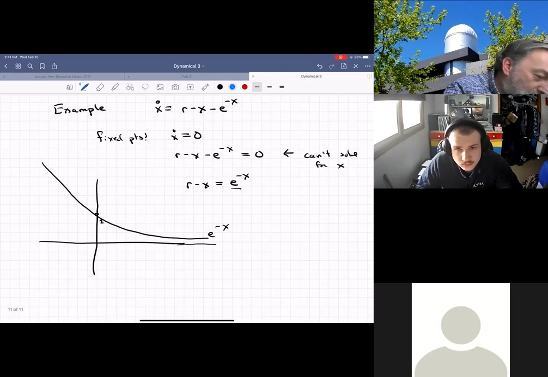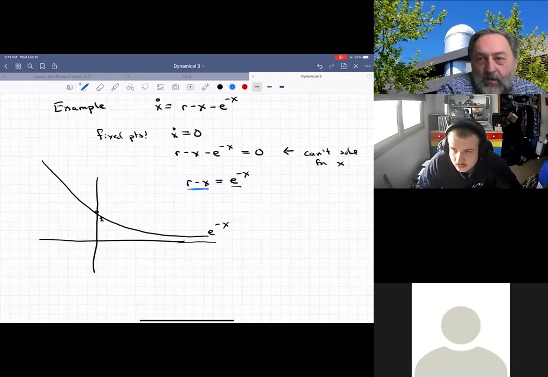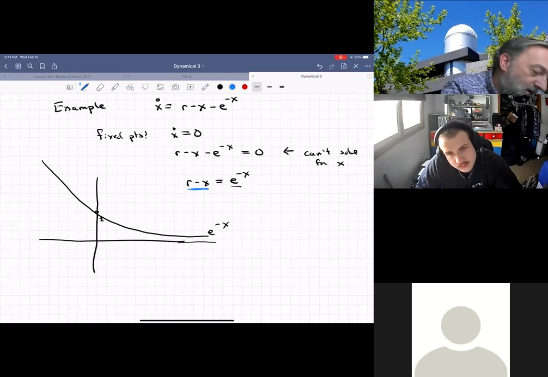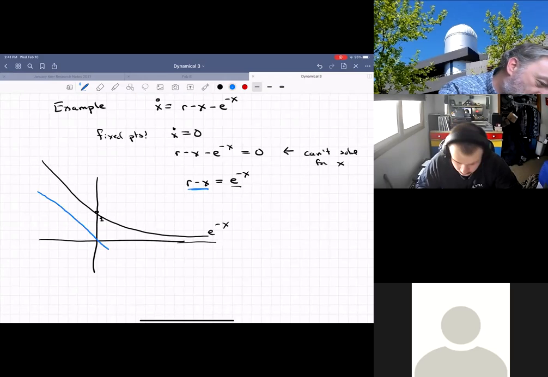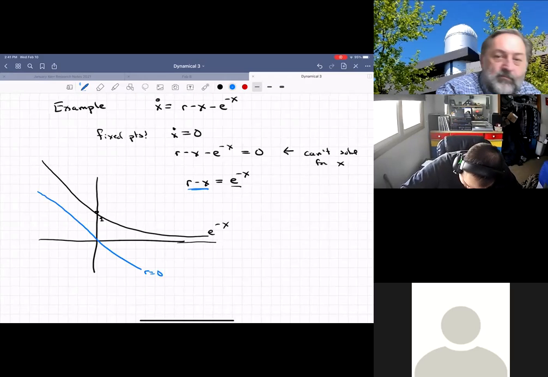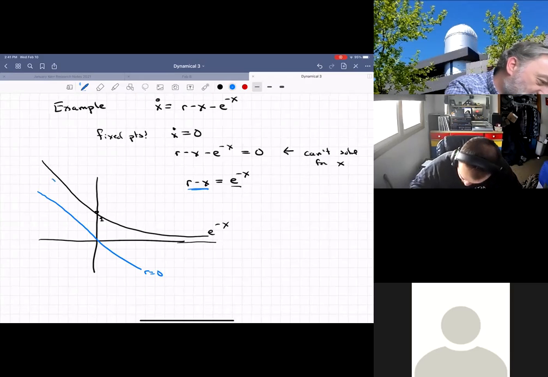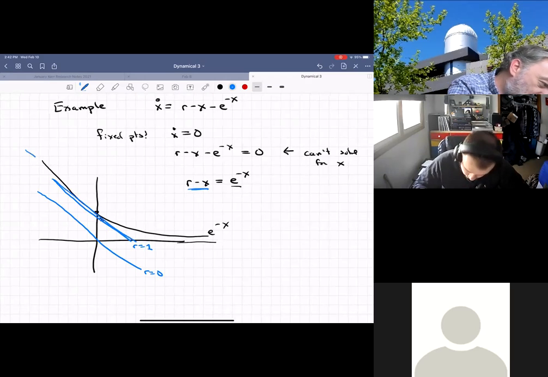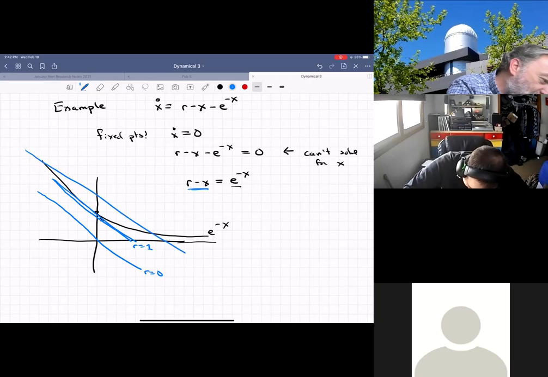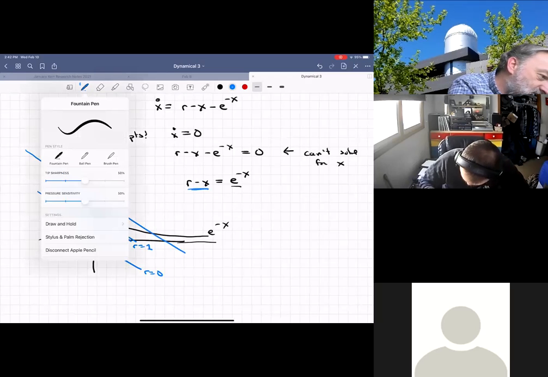Now, r minus x: these are straight lines with the slope of -1 at different values of r. So r, again, is my parameter, which I get to change, right? And so when r is equal to 0, I have that line. Now there's a line here. When r is equal to 1, it becomes tangent through here.